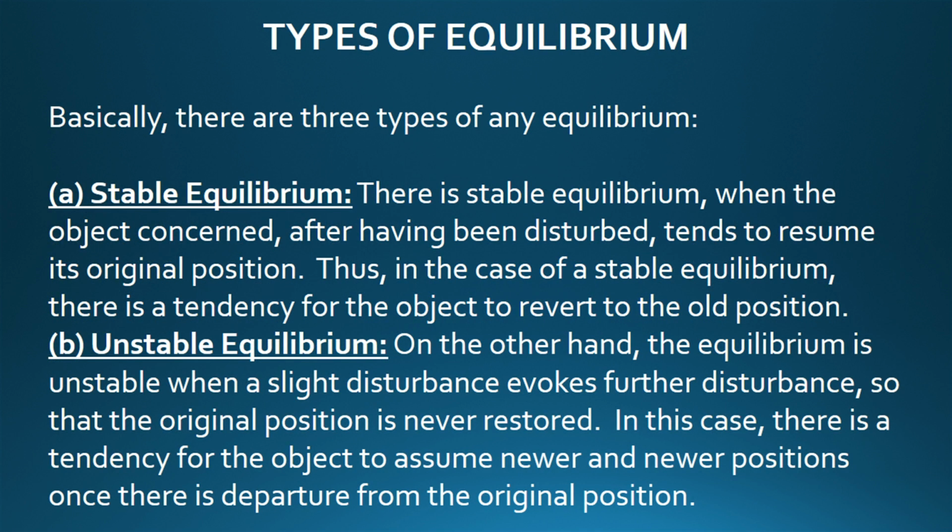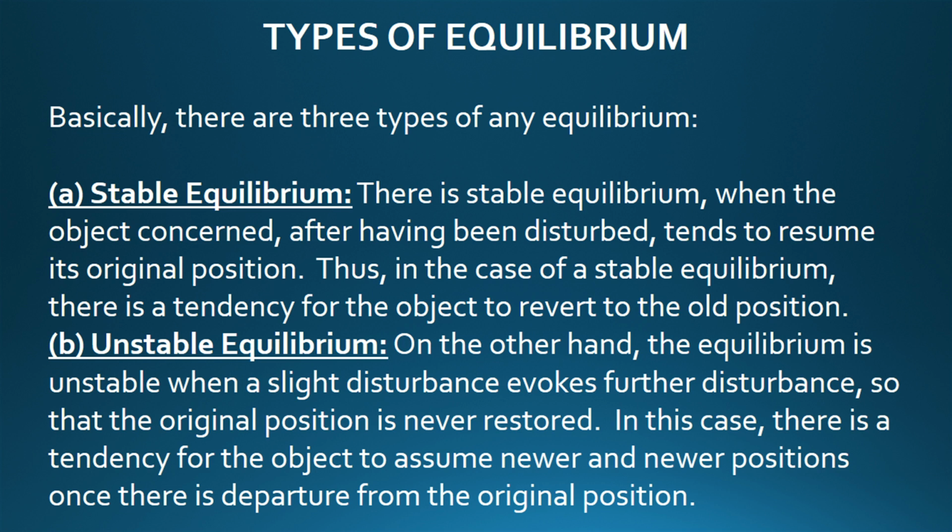Types of equilibrium. Basically, there are three types of equilibrium. 1. Stable equilibrium. There is stable equilibrium when the object concerned, after having been disturbed, tends to resume its original position. Thus, in the case of a stable equilibrium, there is a tendency for the object to revert to the old position.